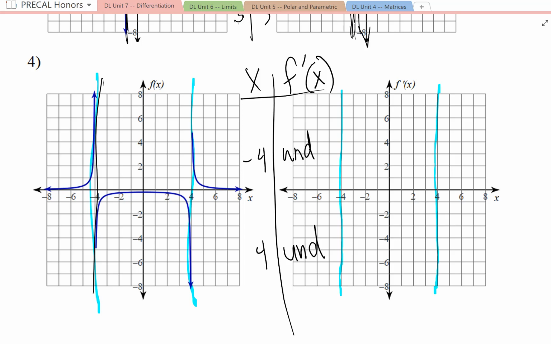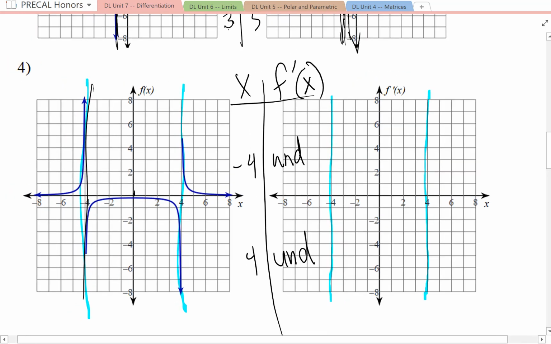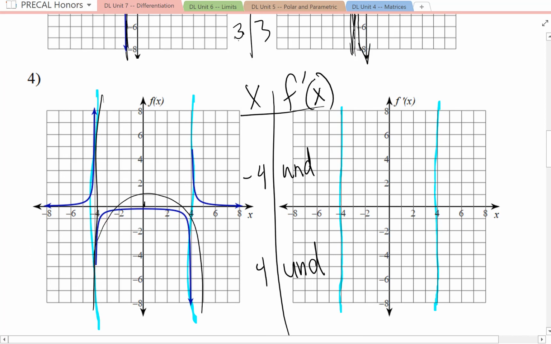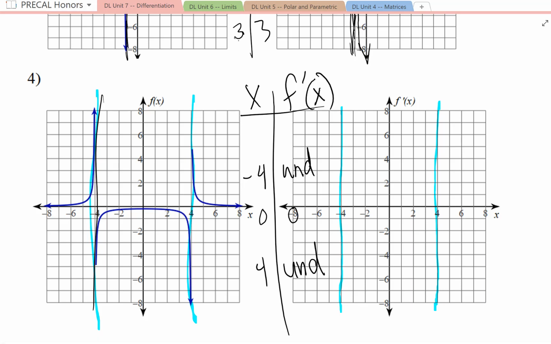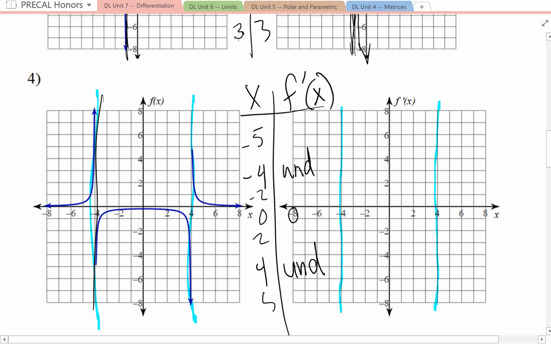My next question is, is there any place where the slope appears to be 0? And the answer is yes, literally at 0. It's almost like this little thing inside of here is almost as flat as a tabletop. So at 0, we have a slope of 0. So what I did around these values is find one other point. So I did -5. I did halfway in between here, so -2, 2, and 5.